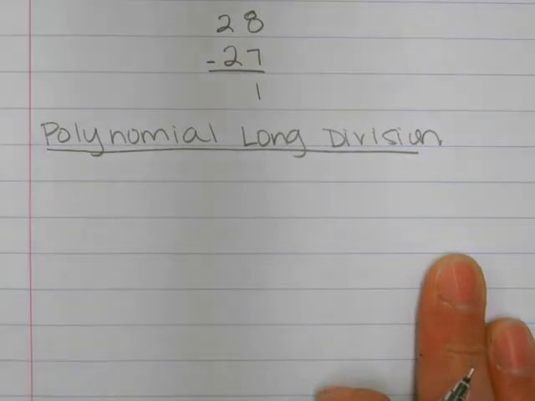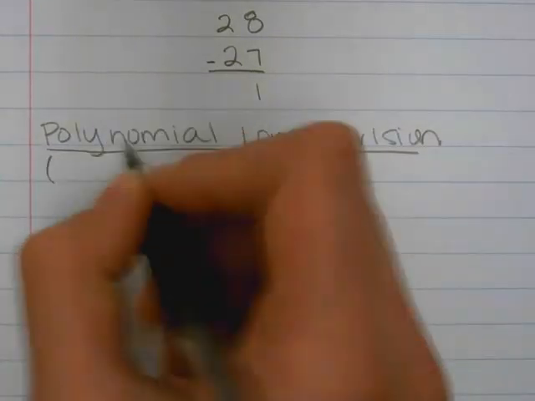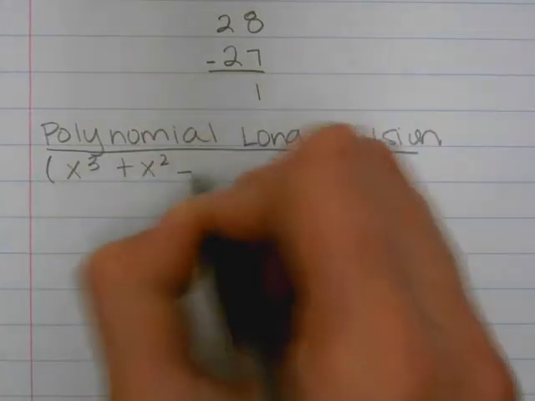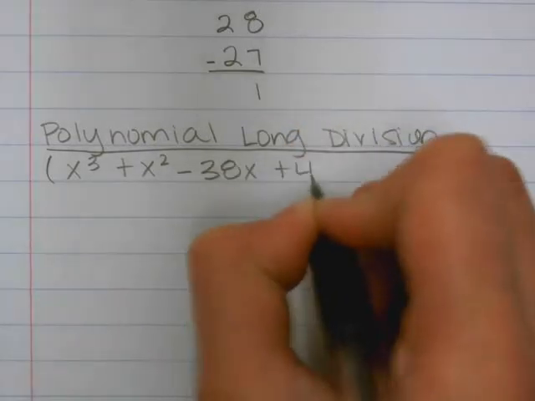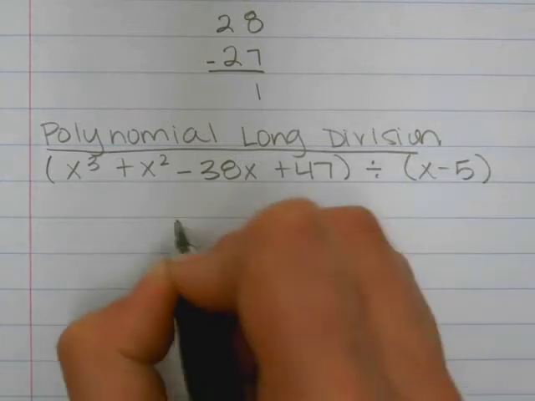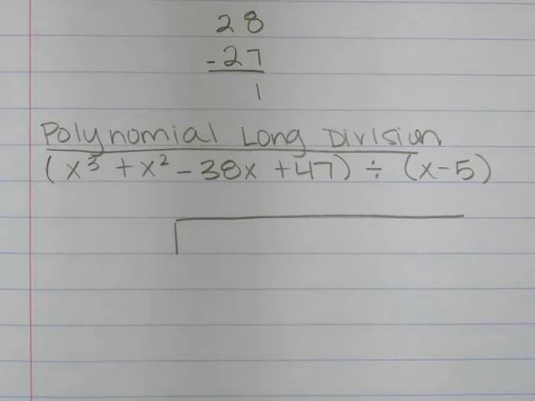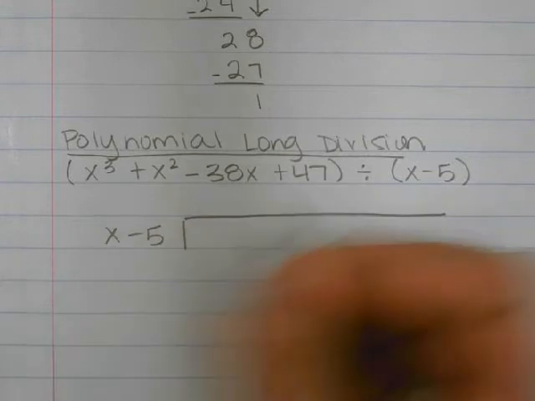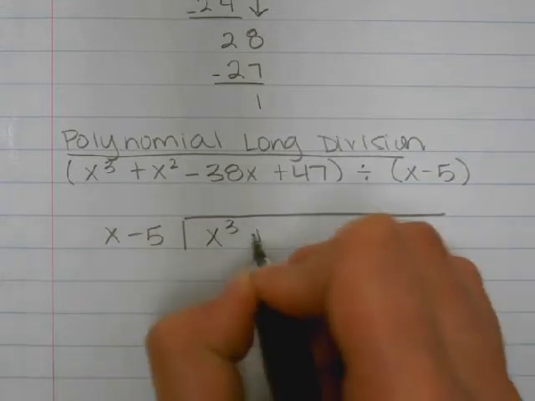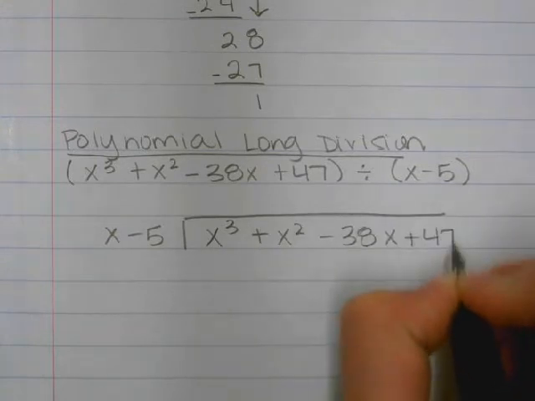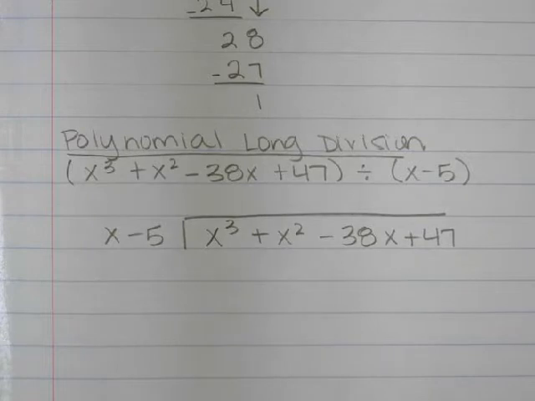So the types of problems we might divide here would be like x to the 3rd plus x squared minus 38x plus 47 divided by x minus 5. So again, we're going to set it up just like a long division problem. So I have x minus 5 in the front, and then x to the 3rd plus x squared minus 38x plus 47 underneath. Now with polynomial long division, the process is the same.